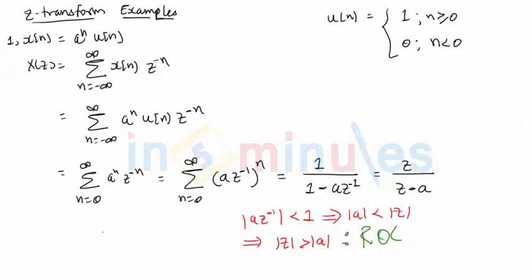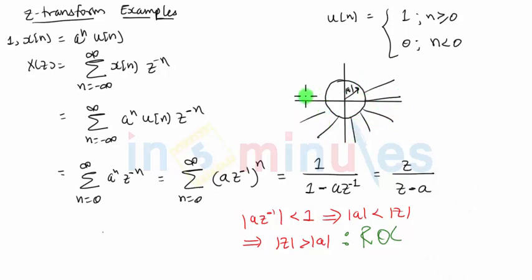So if I quickly plot the ROC of the given function that we have just now got. So mod z greater than mod a, so I'll first draw the circle of radius mod a. So let's say this is the circle with the radius equal to mod a, and mod z greater than mod a will be nothing but the region which is exterior to this circle. So this whole thing will be nothing but the ROC.